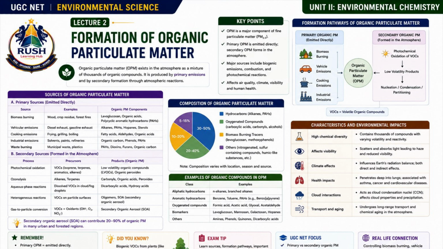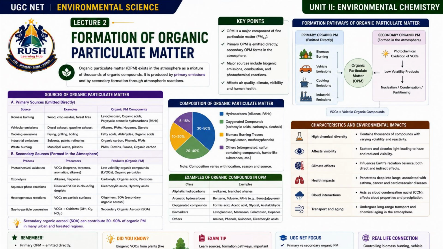Unlike inorganic particulate matter, which is composed mainly of sulfates, nitrates, and mineral particles, organic particulate matter contains a complex mixture of hydrocarbons, oxygenated compounds, organic acids, aldehydes, ketones, alcohols, phenols, and many other carbon-containing substances. In fact, atmospheric organic particulate matter contains thousands of different organic compounds with varying chemical properties and environmental behaviors. Organic particulate matter is a major component of PM2.5, which refers to fine particulate matter smaller than 2.5 micrometers.